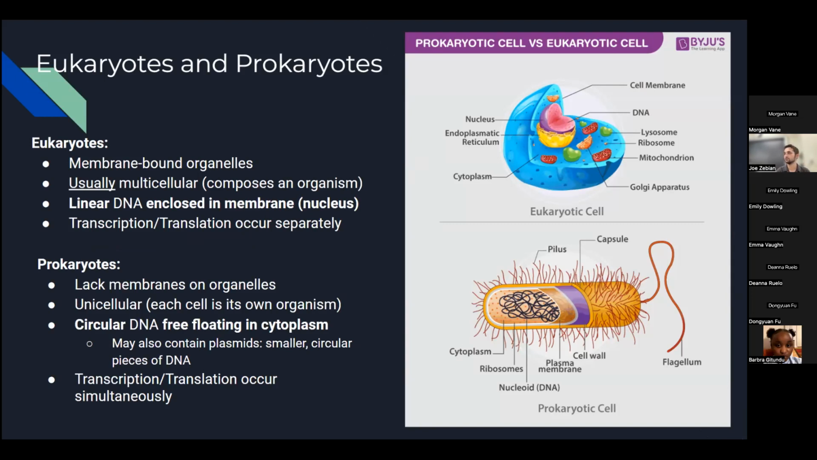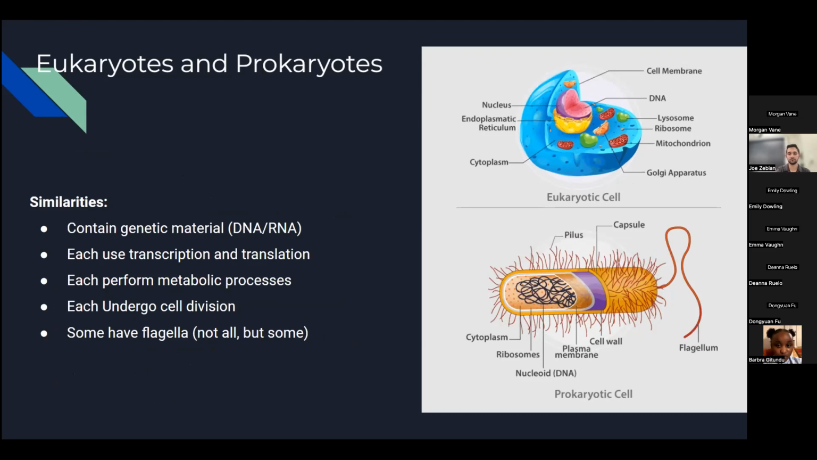They have circular DNA free-floating in the cytoplasm, and they may contain plasmids, which are small circular pieces of DNA. And as we know, transcription and translation occur simultaneously here because, again, there is no nucleus. The similarities are that they contain genetic material, DNA and RNA, though some prokaryotes will have DNA or RNA. They each use transcription and translation, and they each perform their own metabolic processes that we learned about in class. They can undergo cell division, and some have flagella, that little tail that moves them along. Not all do, but both can have that.